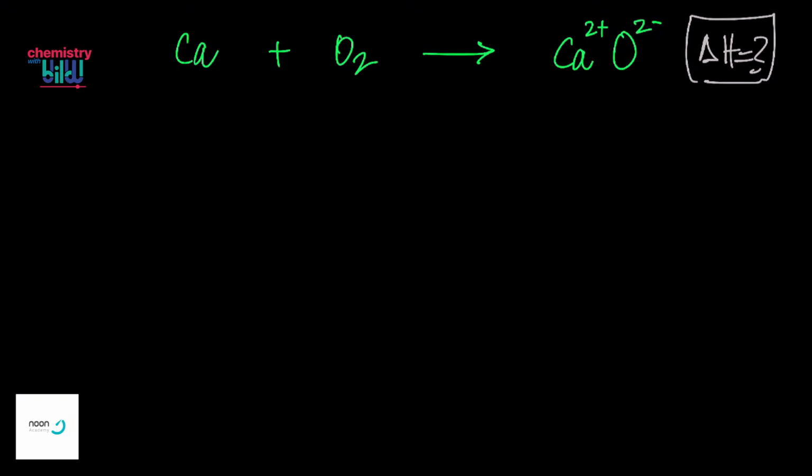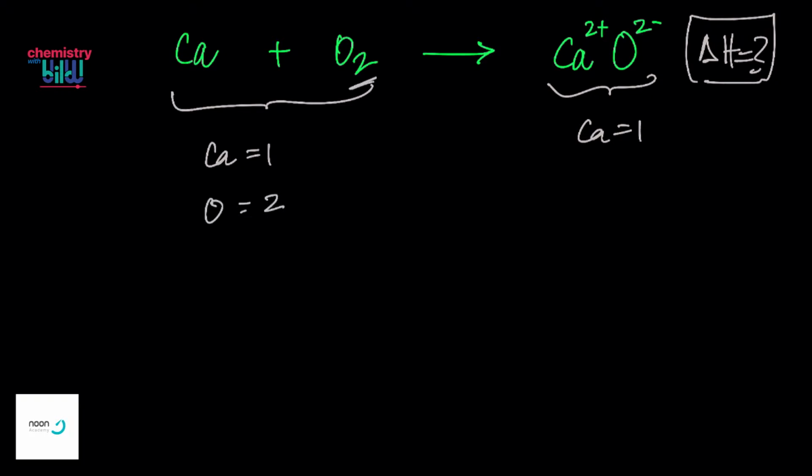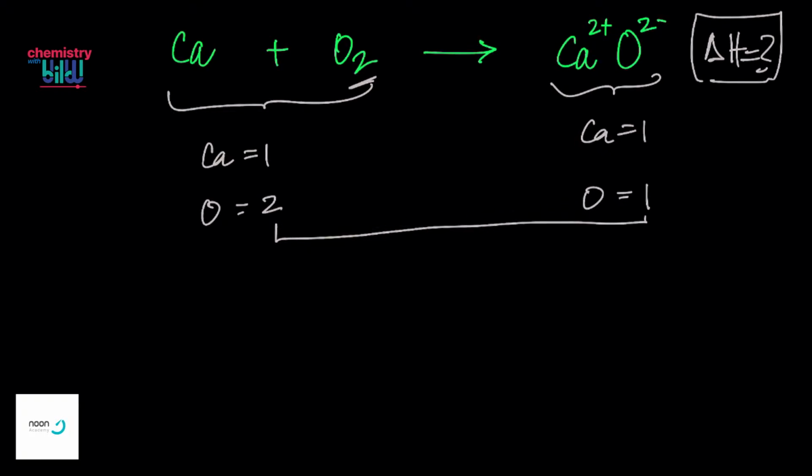The key to balancing equations is this: the atoms on the left hand side for calcium are 1, and the right hand side is also 1. But oxygen seems to have 2 atoms here. When you write O2, you mean there are 2 atoms that are combined. On the other hand, the right hand side has O that only has 1 atom, and that becomes a dilemma. These 2 have to be equal. So how do I make them equal?